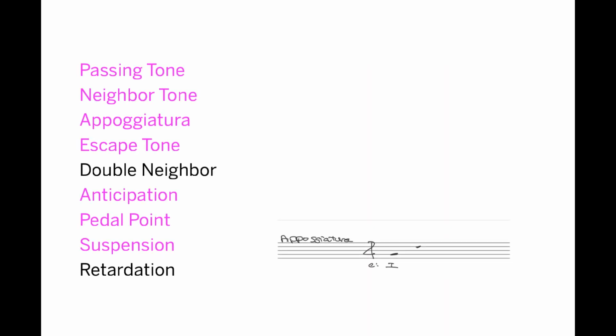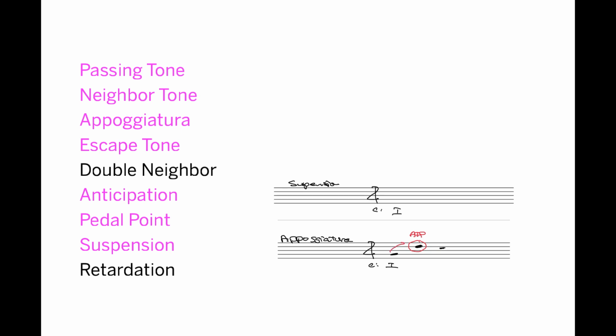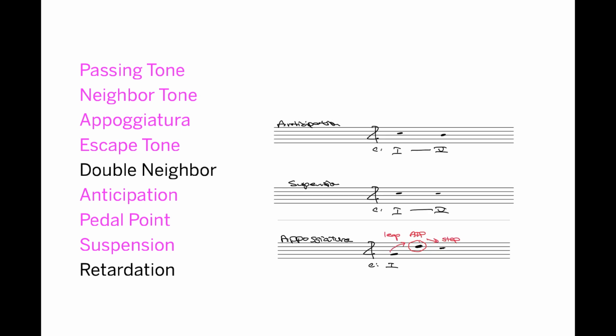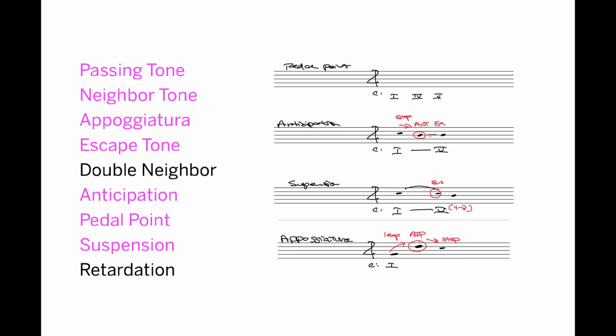Hopefully you're starting to get the knack of how you identify non-chord tones and getting faster at our Roman numeral analyses. Notice that we've expanded our palette from passing, neighbor, and escape tones to include appoggiatura, anticipation, pedal point, and suspension. In our next video, we're going to include double neighbors and retardations, as well as cover some additional repertoire.